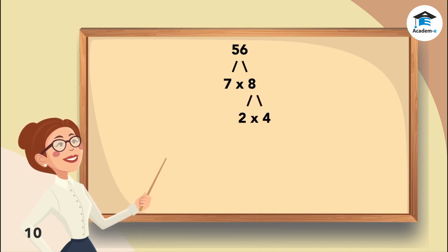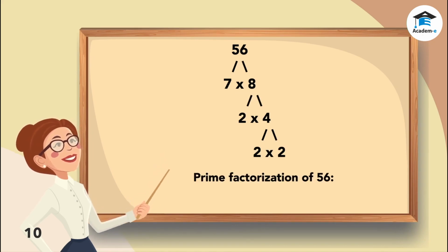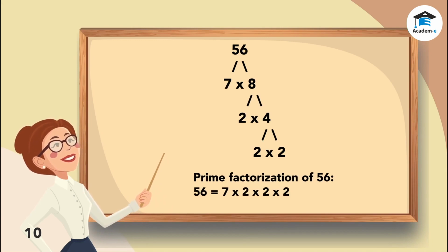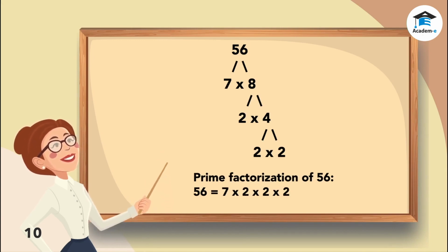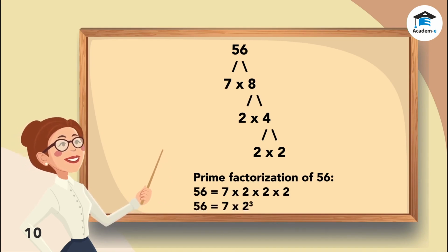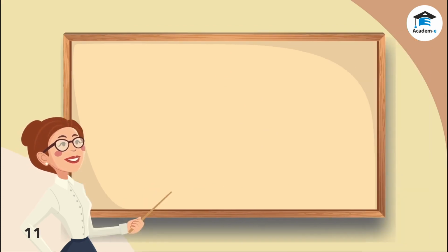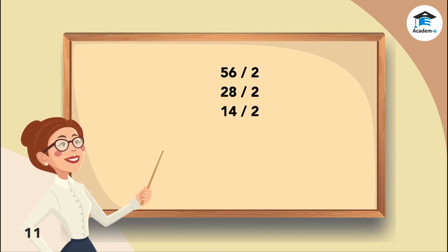It branches out to 2 times 4. 2 is already a prime, while the 4 gets split up into 2 times 2. The prime factorization of 56 is therefore 56 equals 7 times 2 times 2 times 2. We may simplify this further by using exponents. 56 equals 7 times 2 to the third power. See how the same answer is arrived using the continuous division method.